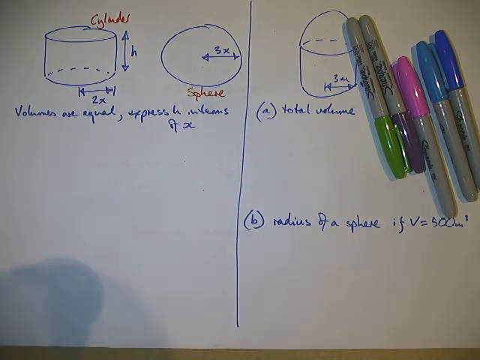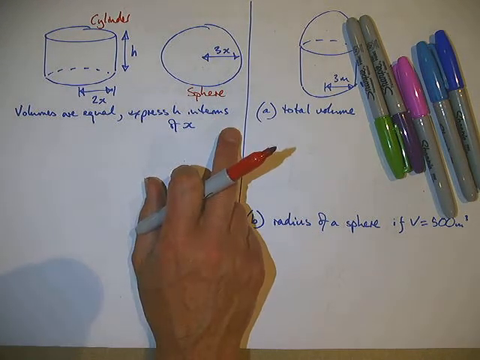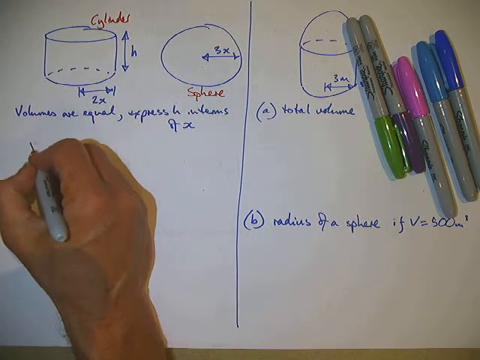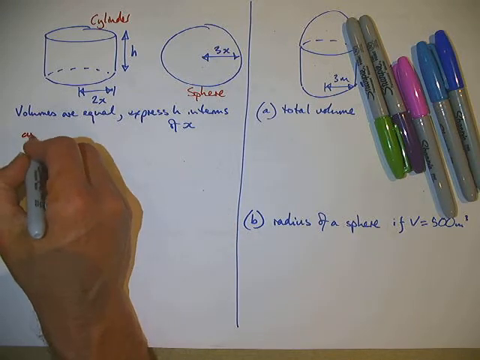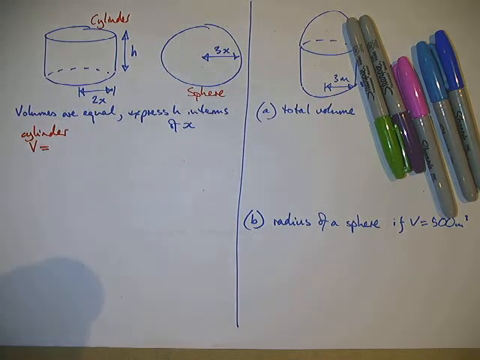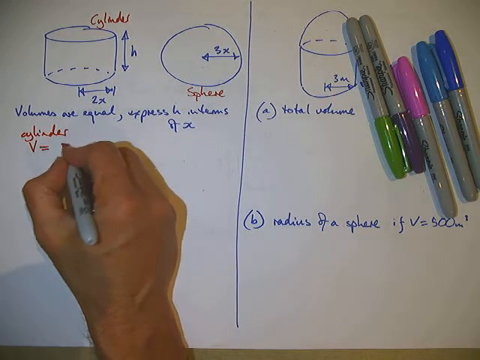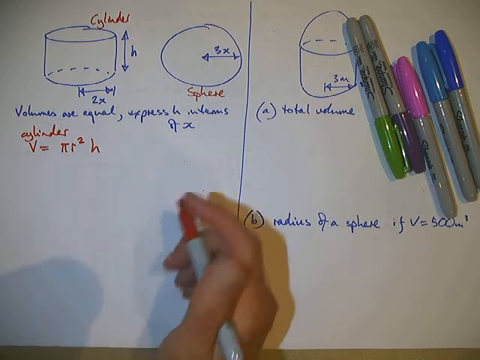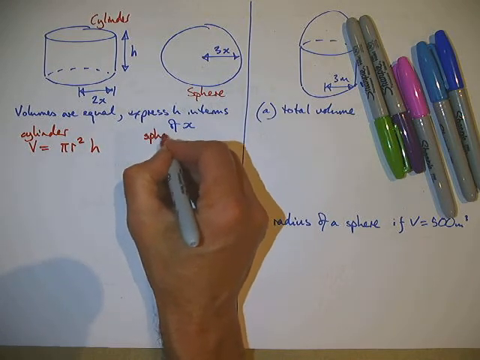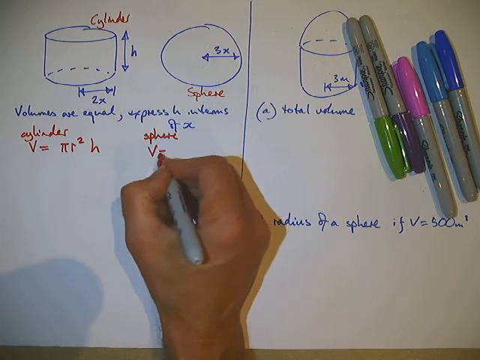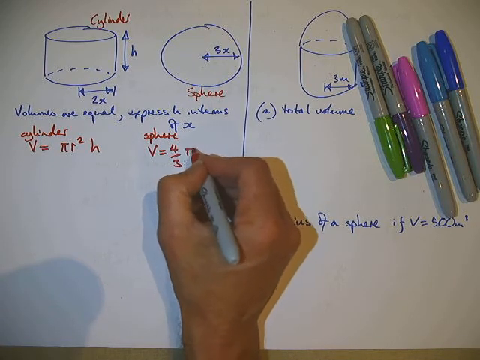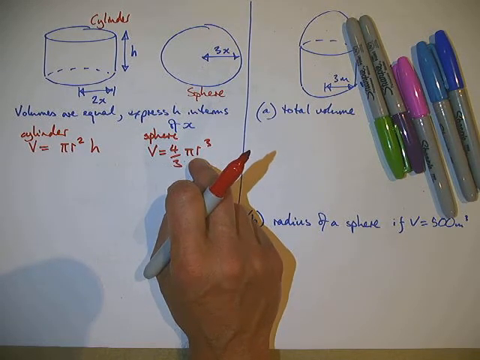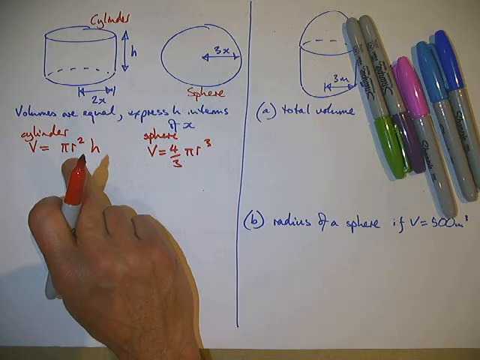Well, the starting point is the relevant formulae. So for a cylinder, the volume is pi r squared times h, because it's a prism. Base times height. For the sphere, volume is 4/3 pi r cubed. That formula will be given to you if you need to use it on the exam. This one for a prism you need to know.